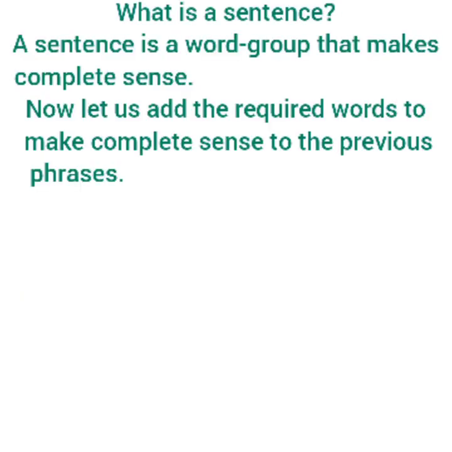Now let's come to sentence. What is a sentence? A sentence is a word group that makes complete sense. From the definition, we know that a sentence is also a word group, but this one makes complete sense. Whereas a phrase is a word group which makes only some sense. Now let us add the required words to make complete sense to the previous phrases.